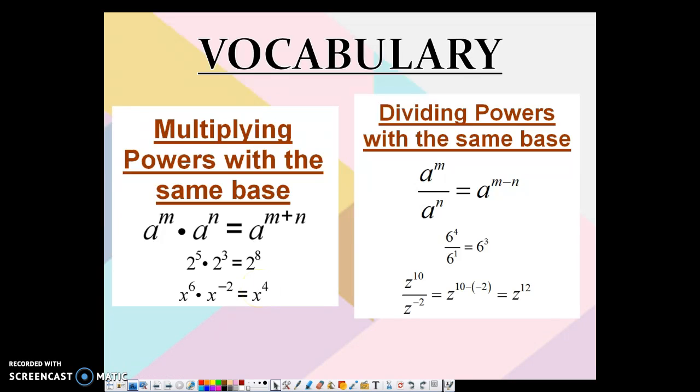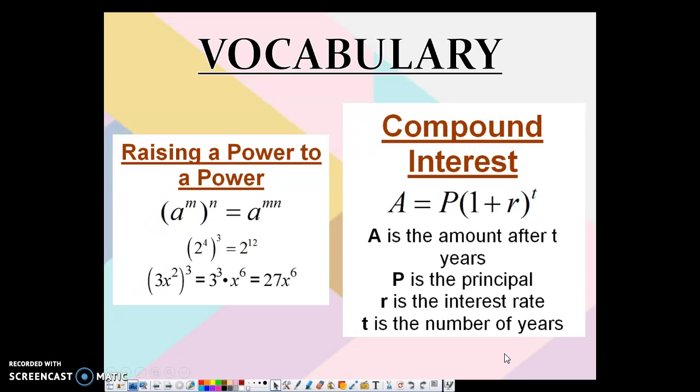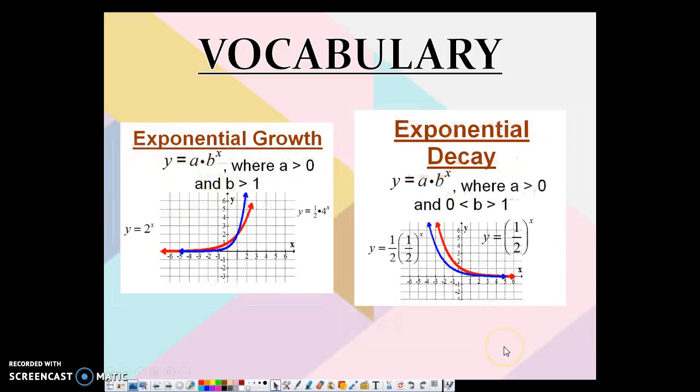When you're dividing powers with the same base, remember they have to have the same base, you're subtracting the exponents. So 4 minus 1 is 3, so on. Raising a power to a power, you multiply the exponents. 4 times 3 is 12. 2 times 3 is 6. But also notice that 3 was raised to the 3rd power as well. And then compound interest, we'll look at that another time.